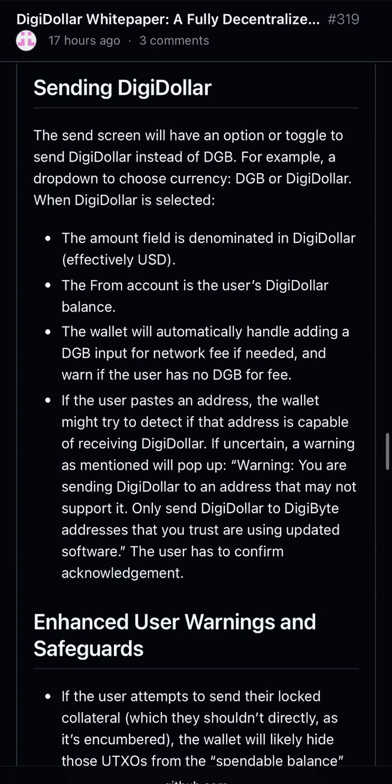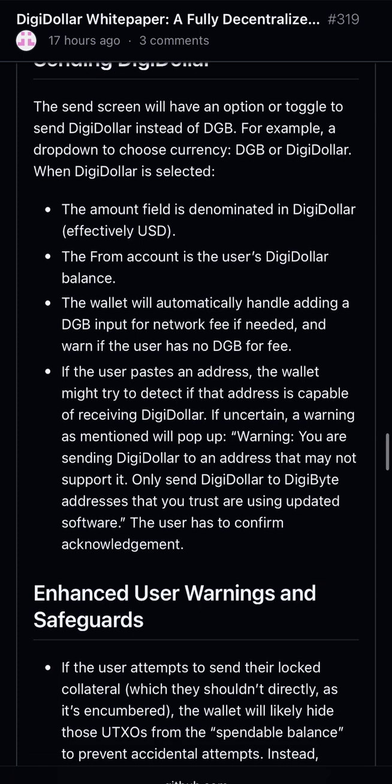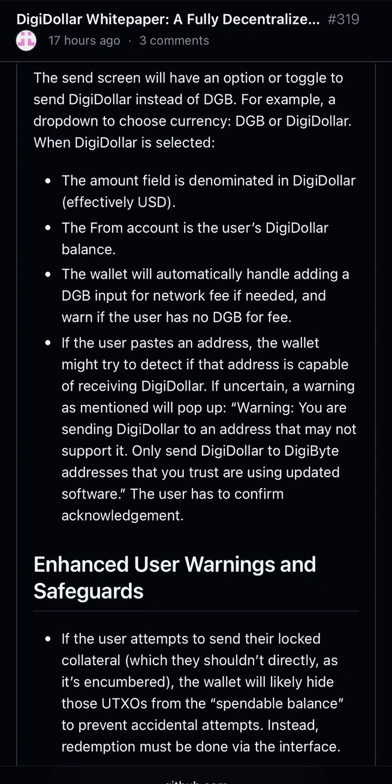Sending DigiDollar. The send screen will have an option, or toggle, to send DigiDollar instead of DGB. For example, a drop-down to choose currency, DGB or DigiDollar. When DigiDollar is selected, the amount field is denominated in DigiDollar, effectively USD. The from account is the user's DigiDollar balance.